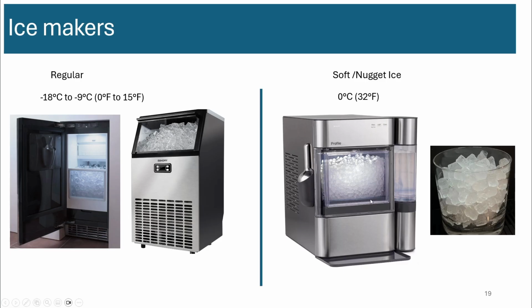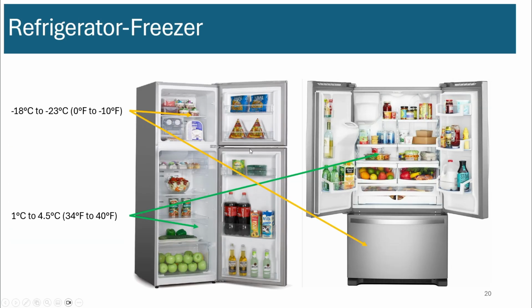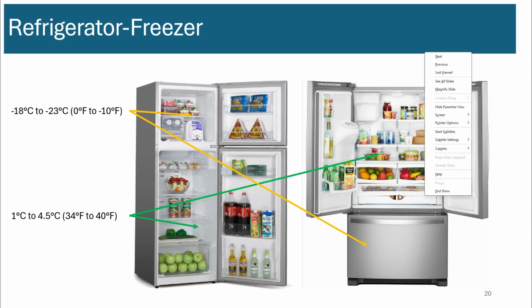But you can see the temperature ranges. In your house, the freezer goes from minus 18 to 23, and some refrigerators have freezer on the top, some have freezer on the bottom. There are some that are on the sides too. But anyway, the freezer is much colder than the refrigerator portion, 1 to 4.5 degrees C.